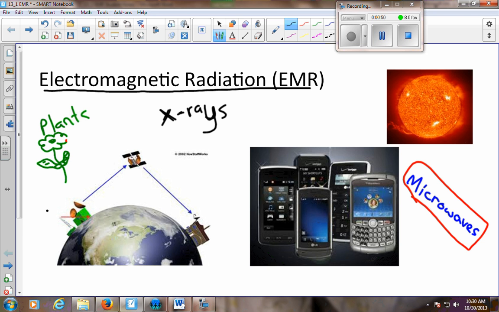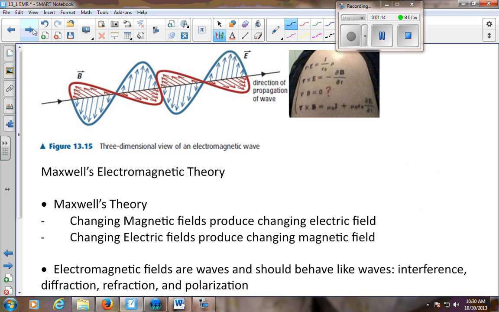So the question is, well, what is electromagnetic radiation? How do we use it? What are some characteristics of it? Why is it so important to plants? Why is it so important to satellites, X-rays, cell phones, sun, microwaves? How can your eyes detect it? Different things like that. So that's our goal as we work through these things.